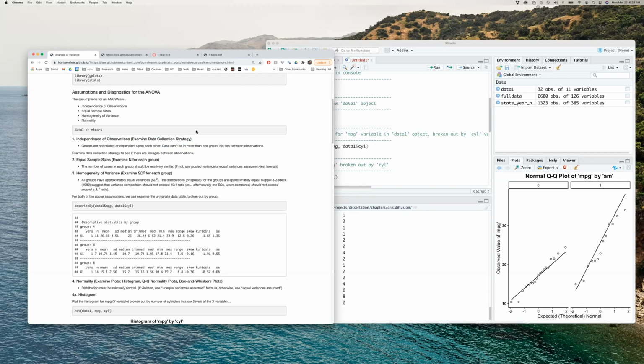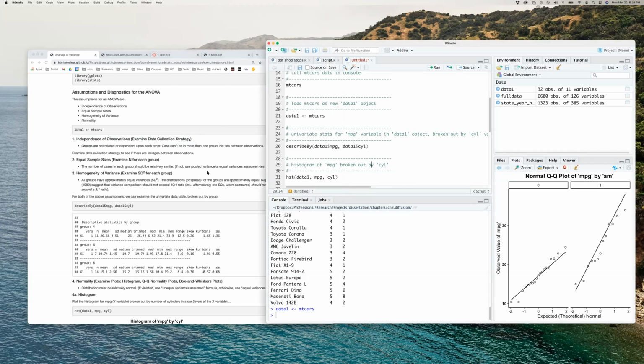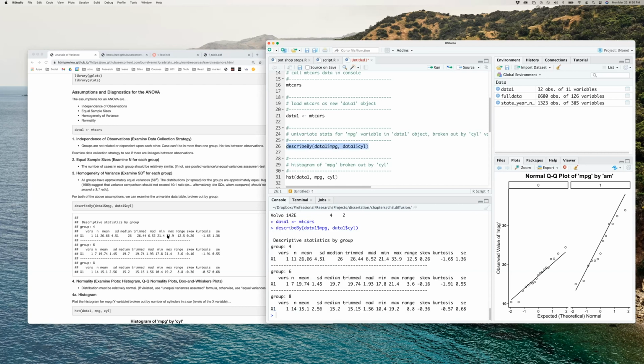Equal sample sizes and homogeneity of variance, both of those you can check by using the descriptive statistics or univariate statistics function. So we describe by group. Here we're looking at the relationship between the number of cylinders in a car and the MPG. So we're going to run the univariate stats or descriptive stats for MPG broken out by cylinder. We see 4-cylinder cars, 6-cylinder cars, 8-cylinder cars. We're looking for equal sample sizes. 11, 7, and 14 are the sample sizes.